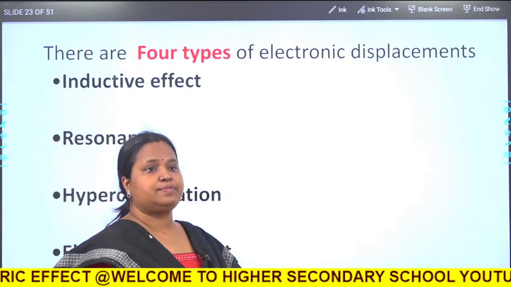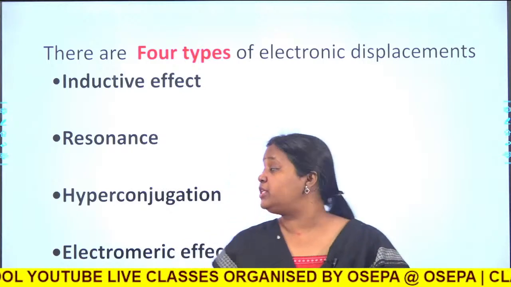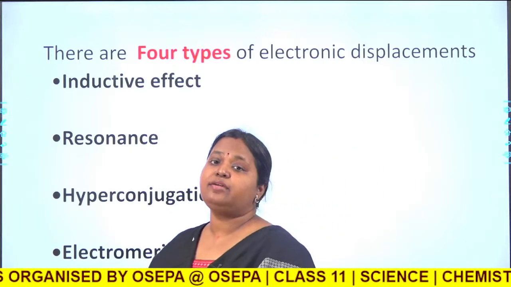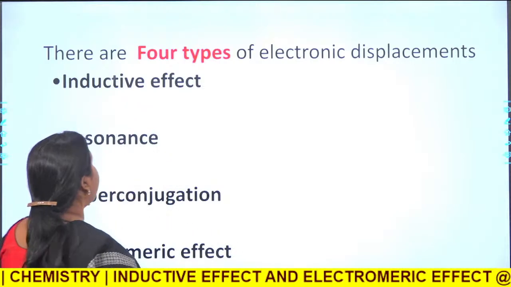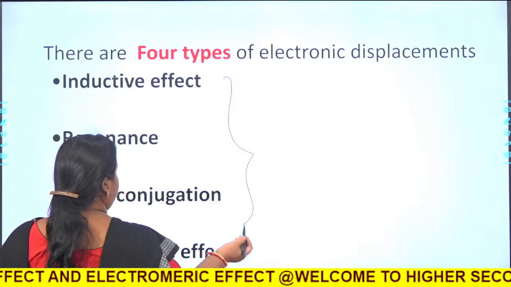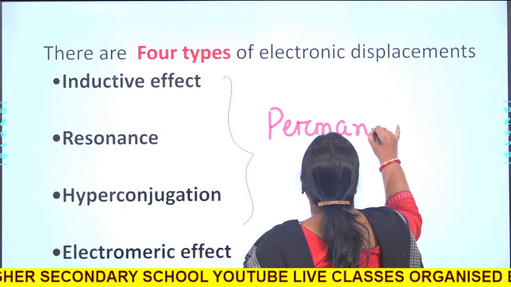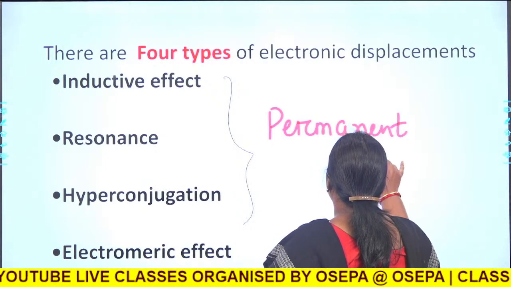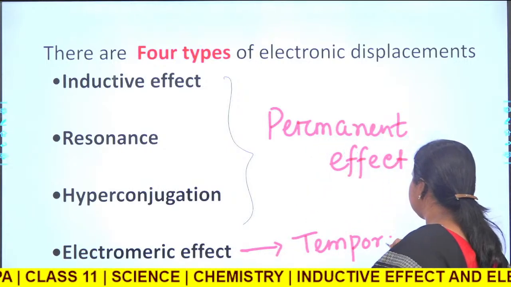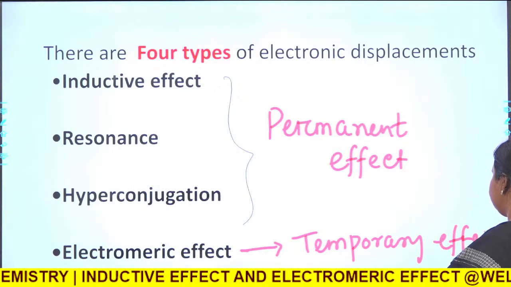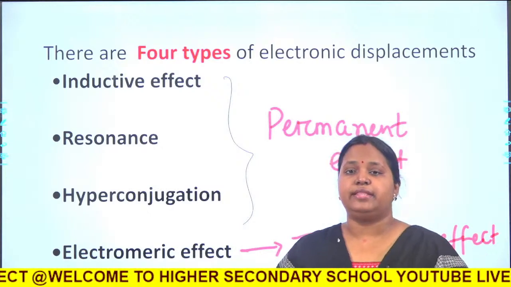So there are four types of electronic displacements: inductive effect, resonance, hyperconjugation and electromeric effect. These are the four types of electronic displacement which happen in a covalent bond. Remember that the first three are permanent effects, while the last one is a temporary effect. The first three effects, that is your inductive effect, your resonance and the hyperconjugation, are permanent effects.